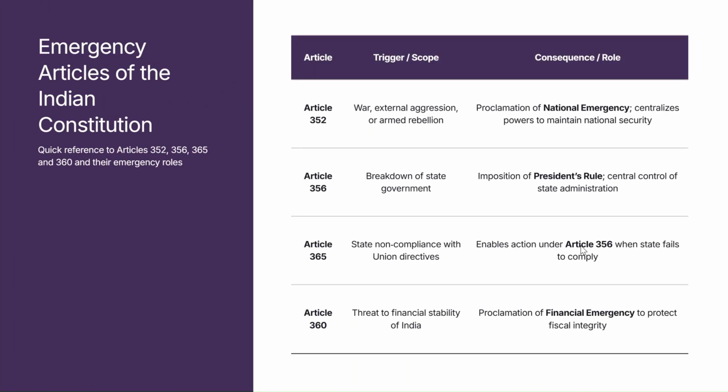Article 352, that is national emergency, and Article 356, that is president's rule or state emergency, and Article 365, that is the non compliance with union directions, which triggers Article 356, and Article 360, which is the financial emergency.